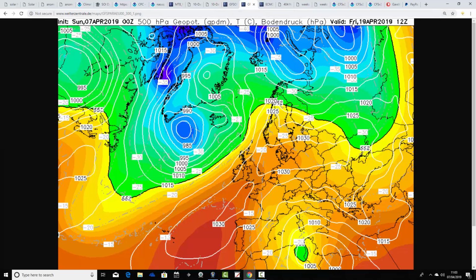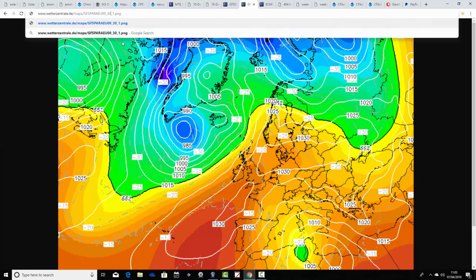This is Good Friday, Friday 19th of April. The high pressure is dominating the weather, and it's shifted southwards. So we are drawing up a warmer southerly to southwesterly flow for Easter as well.